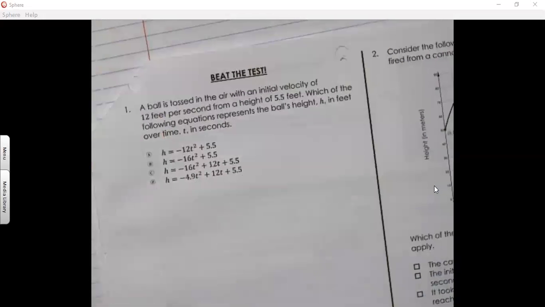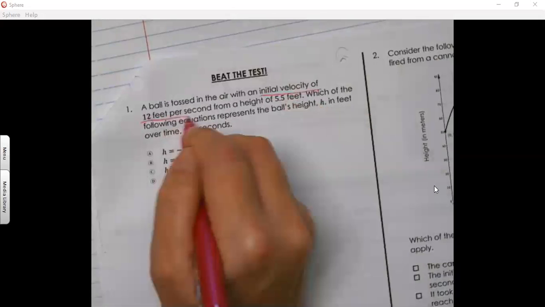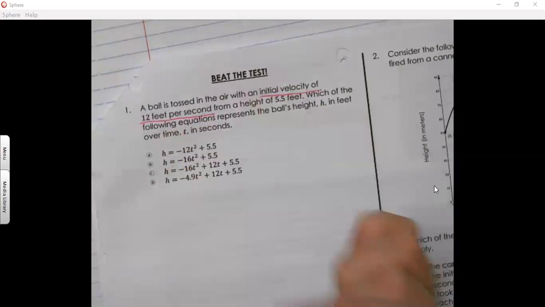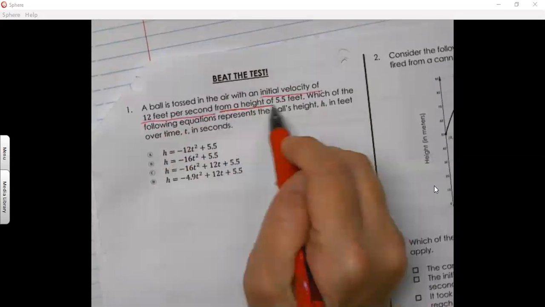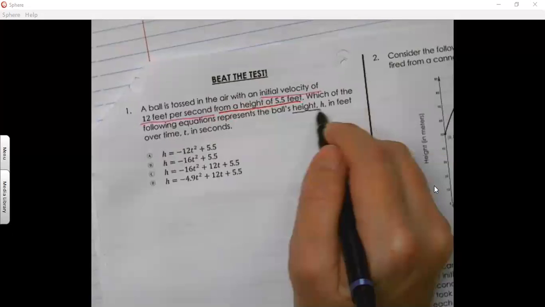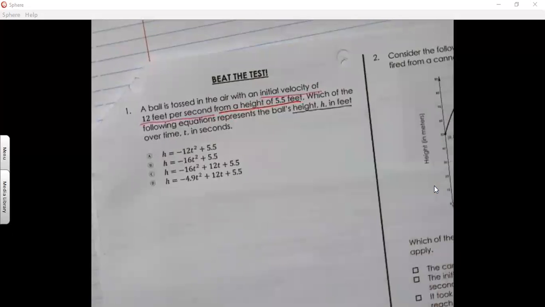A ball is tossed in the air with an initial velocity of 12 feet per second from a height of 5.5 feet. Which of the following equations represents the ball's height in feet over time t in seconds? Look at your options. Which ones can we rule out right from the beginning?